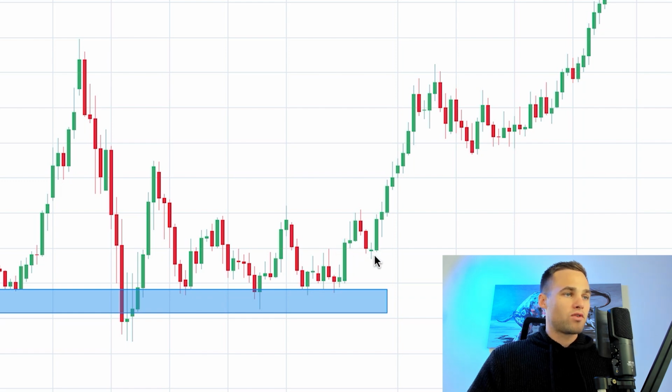So you can enter the trade. It would come in with very little drawdown. You put your stop loss below the zone or below this candle here. And as you can see, price just took off really, really nicely. That's beautiful. Okay, so what do we see happening here?